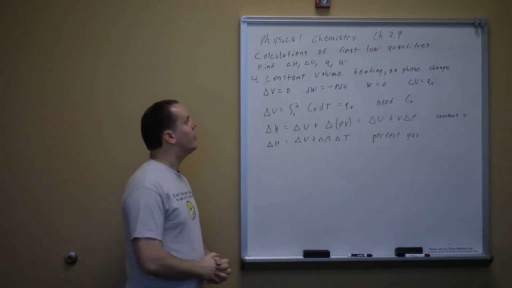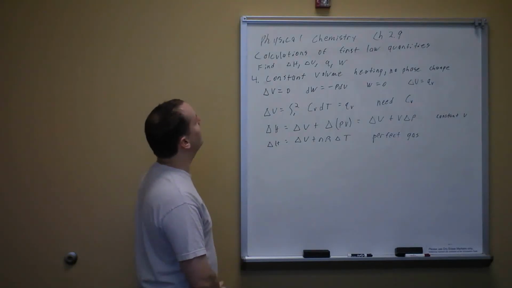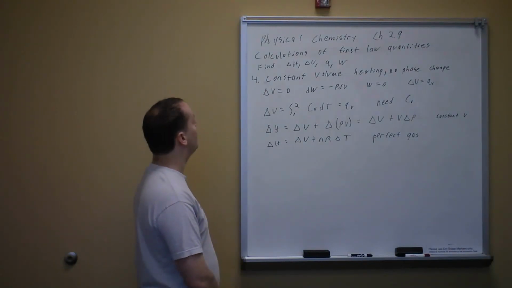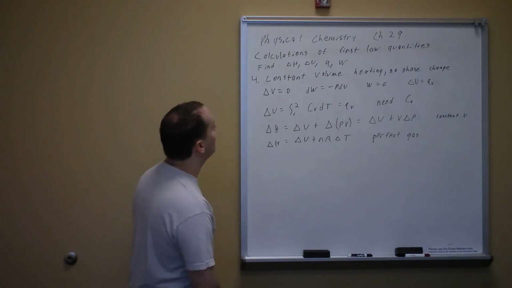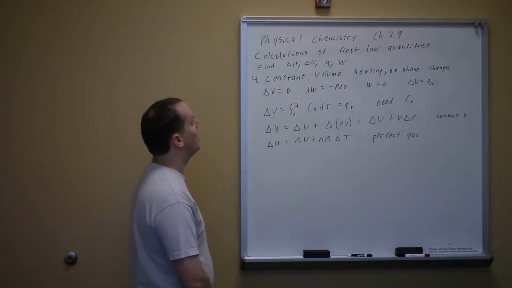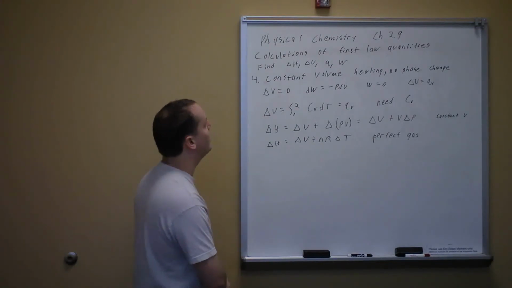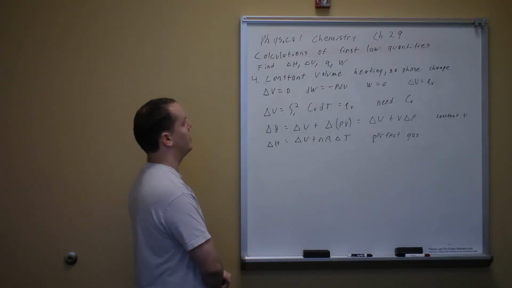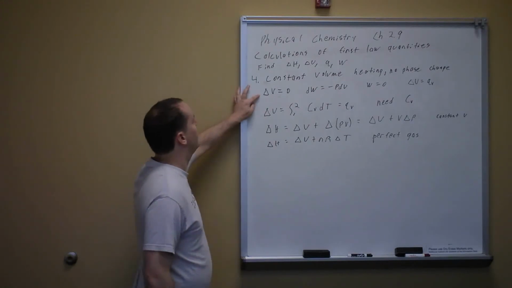Okay, we're continuing physical chemistry, chapter 2.9. We're calculating first law quantities for different processes. So the fourth process we're going to look at is the constant volume, or isochoric, process. And we're going to be heating it or cooling it, whatever. And we're assuming no phase change because that would be an extra step. We already covered it anyway.